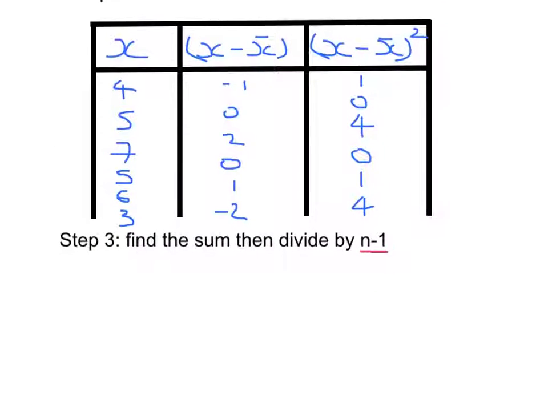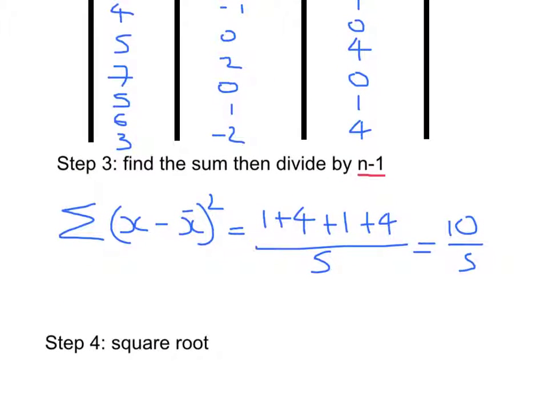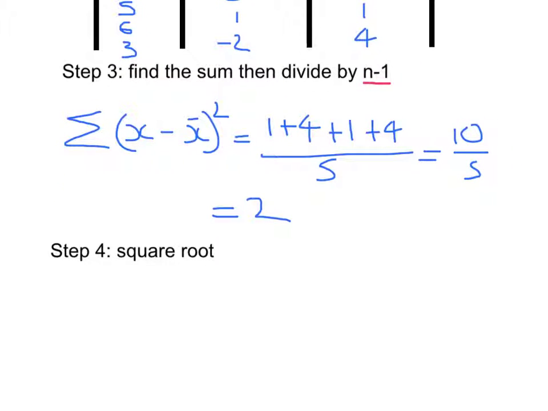So now I want you to find the sum of x minus the mean squared and divide by n minus 1. This comes to 10 divided by 5, which is 2. So finally, I want you to find the square root to 2 decimal places. So the square root of 2 is 1.41 to 2 decimal places. So that gives us a standard deviation of 1.41 kilograms.